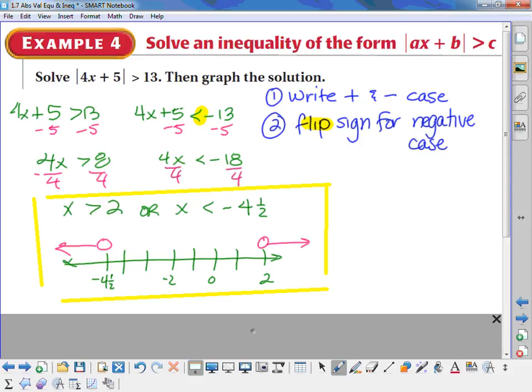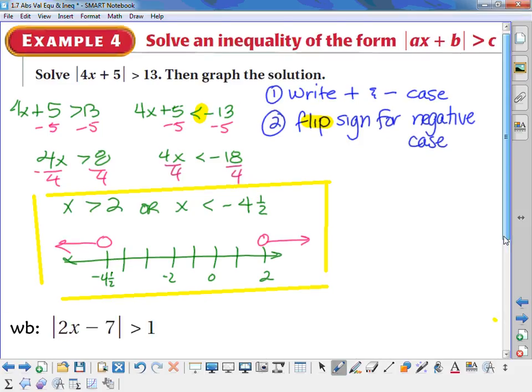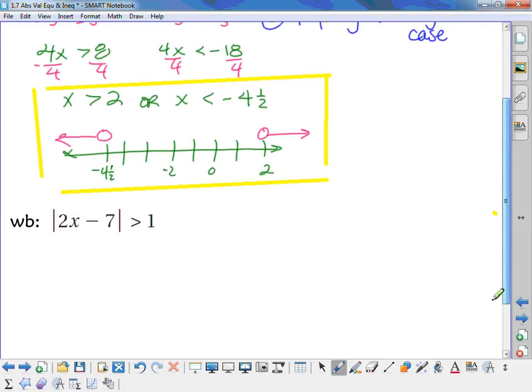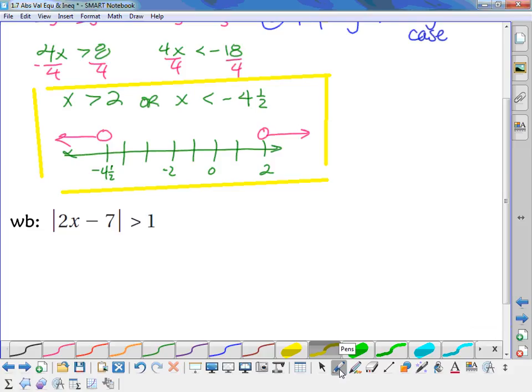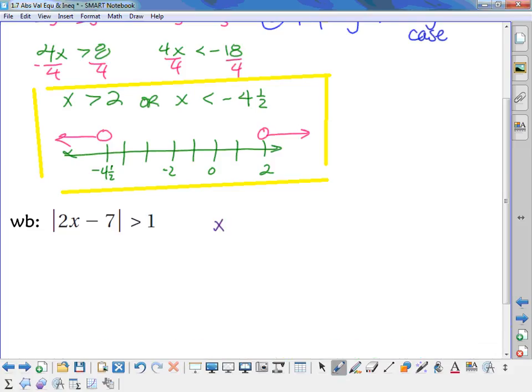Alrighty then. This one's for you guys today. Alright, so it looks like everybody's pretty much agreeing that x is less than 3 or x is greater than 4. And when you graphed it, you had open circles and it was going the opposite way. Any questions? Alright, let's do one more.